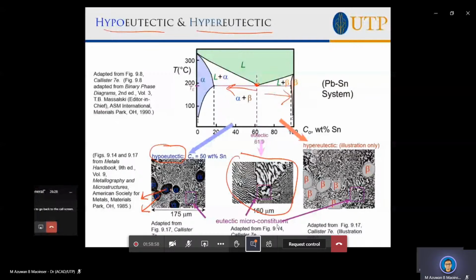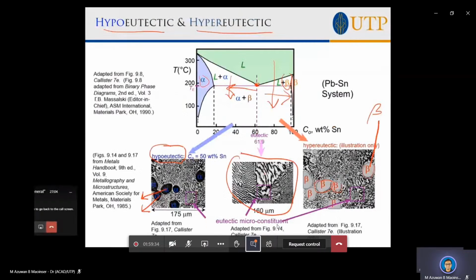This is the primary alpha that were formed before you cross the eutectic temperature. And for hypereutectic, instead of alpha, you're going to have beta because you will be in this region. Okay, there's no alpha in this region, is beta. So your primary macro constituent would be beta. Kat sini alpha. Itu saja beza. So they appear the same je. Dia yang ini adalah particles, round particles. The rest is the alternating layers. Right?